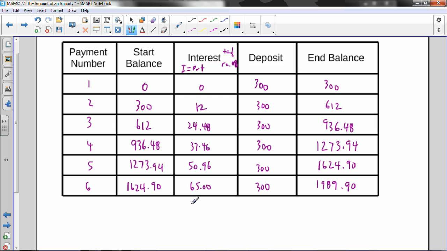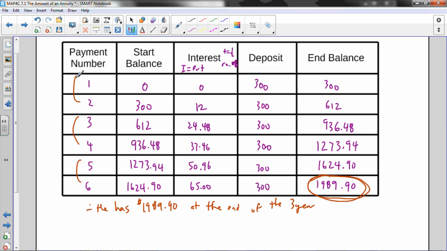All right. Also notice that this is how much he's got in the account at the end. That's pretty good. So therefore he has $1,989.90 at the end of the 3 years. So, well, hang on. I thought it was 6 years. No, those are 6 payments. Remember, they were semi-annually, so 1 year, 2 years, 3 years at the end of the 3 years.